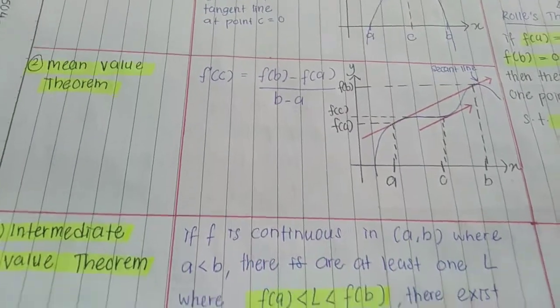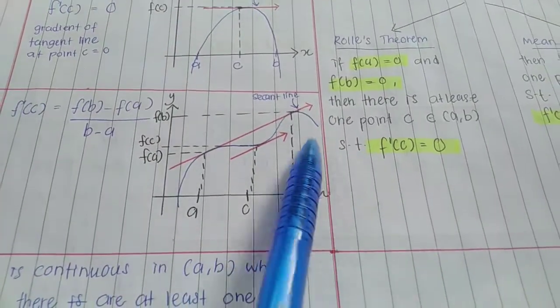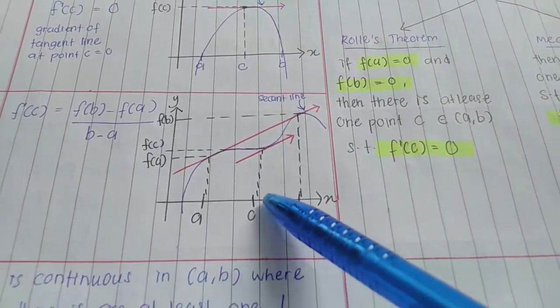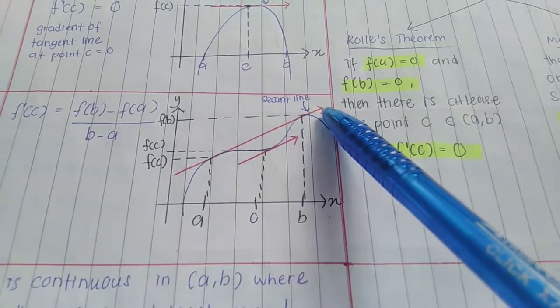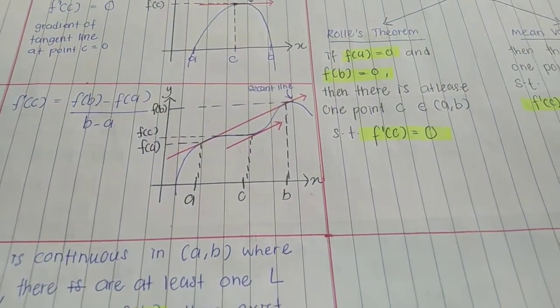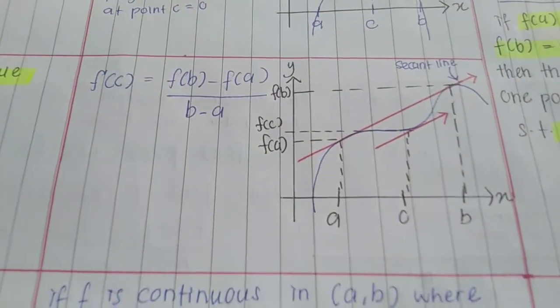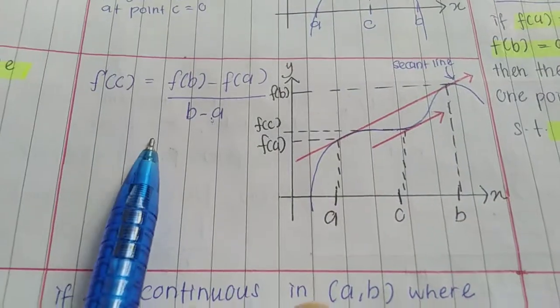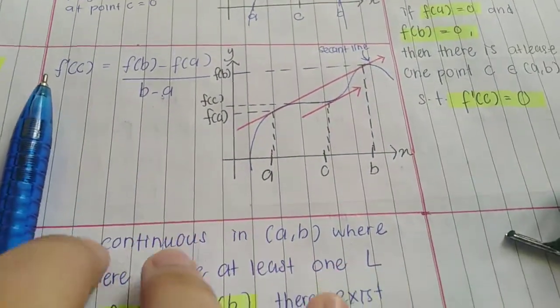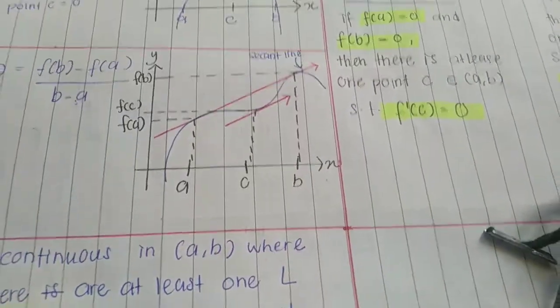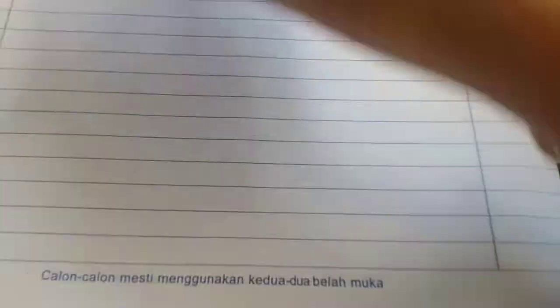For the next theorem, the mean value theorem, the gradient of the function at point c is equivalent to the gradient of the secant line of the graph f(x). So the formula is f prime of c equals f(b) minus f(a) over b minus a. So let me show you an example.